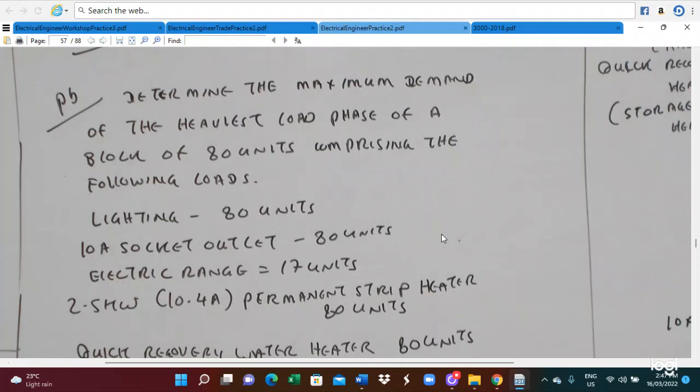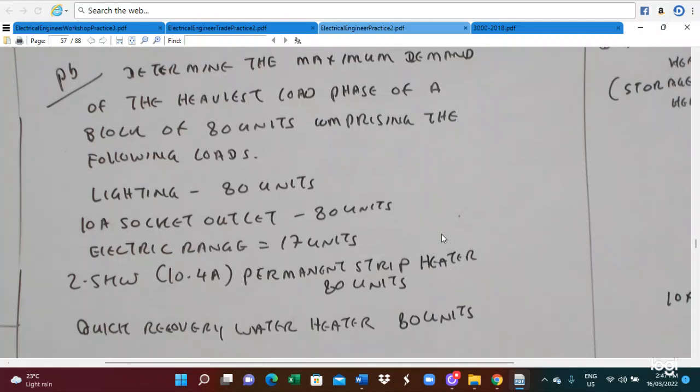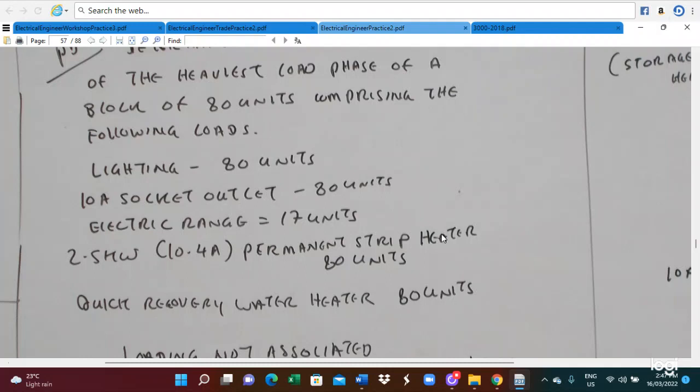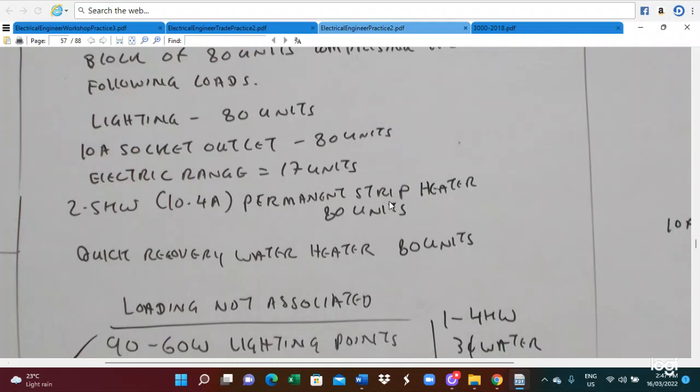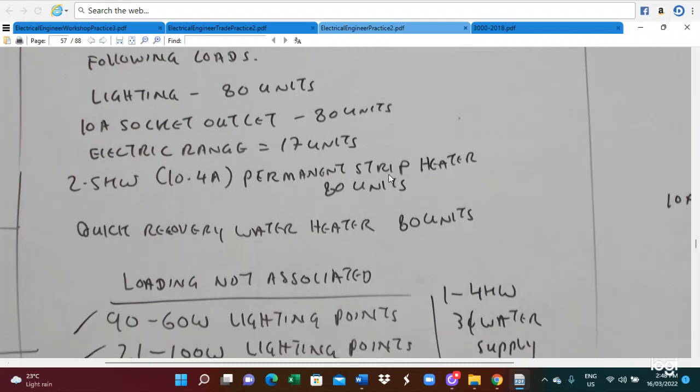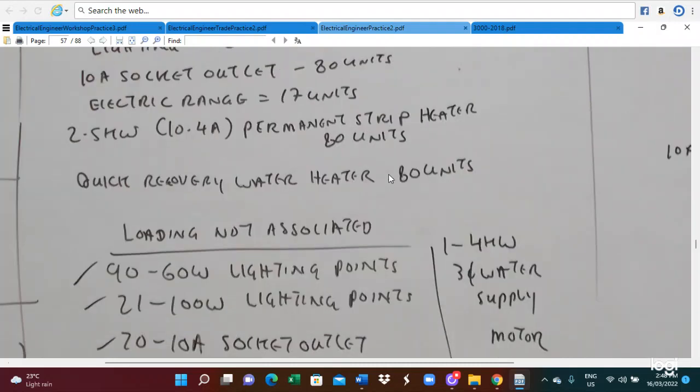The next one, we have to determine the maximum demand of the heavier loaded phase of the block of 80 units comprising the following load. Lightings are in 80 units, 10 ampere socket outlets are located in the 80 units, and the electric range is in 17 units. A 2.5 kilowatt or 10.4 ampere permanent instantaneous water heater is in every unit; all 80 units have this load.